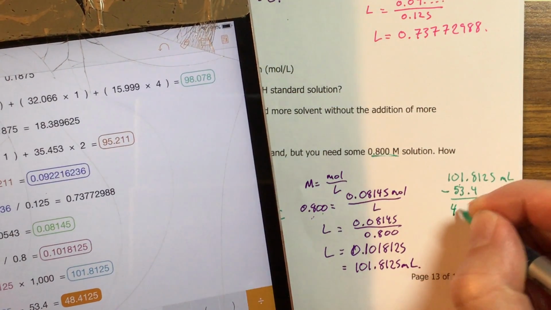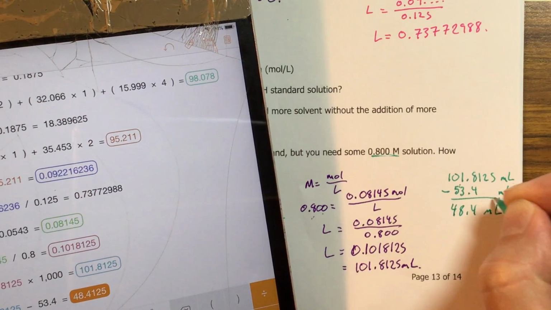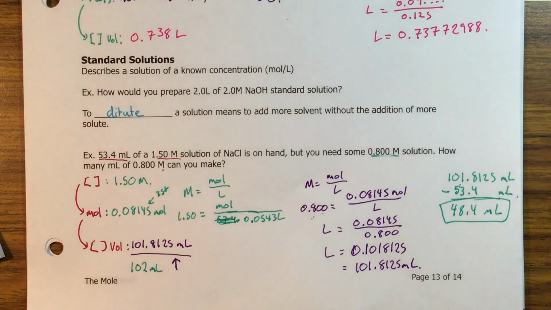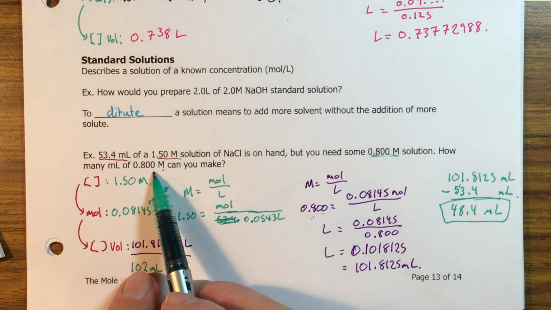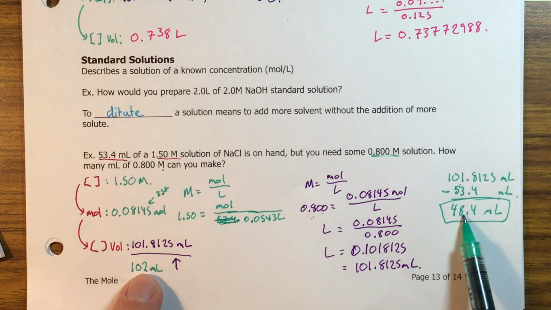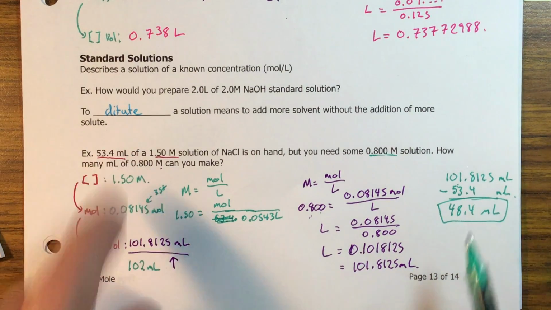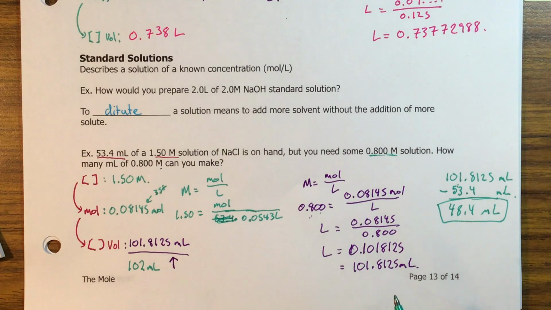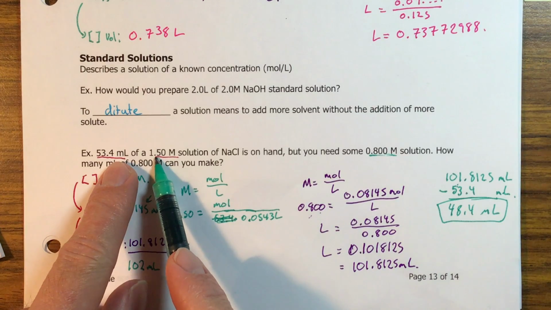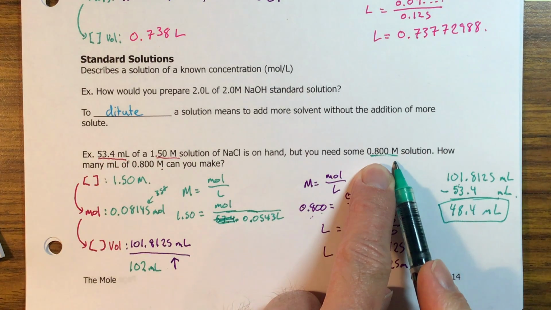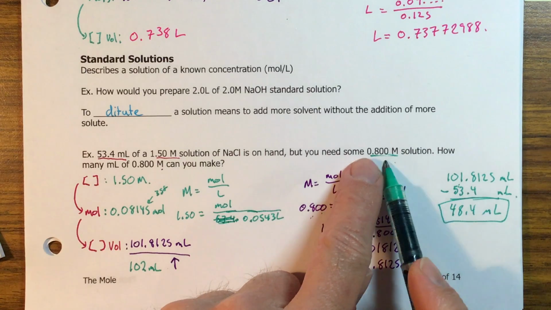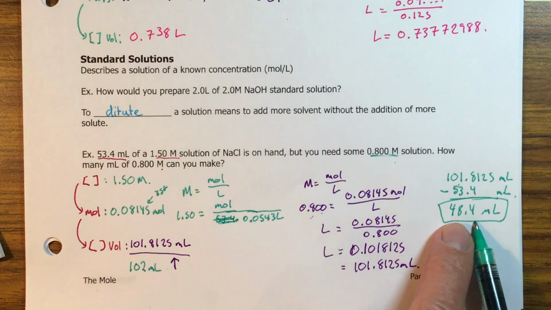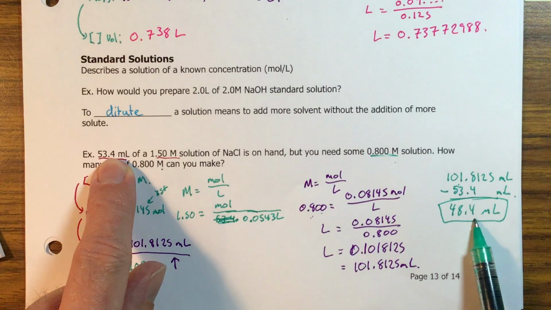So we would need to add 48.4 milliliters of water. Okay, so we can make 102 milliliters of 0.8 molar solution. And to do that, we'd have to add 48.4 milliliters of water to that. All right, so we dilute it. We take our concentrated solution, we add more water to get a less concentrated solution. To get this exact concentration, we would have to add that much more water.